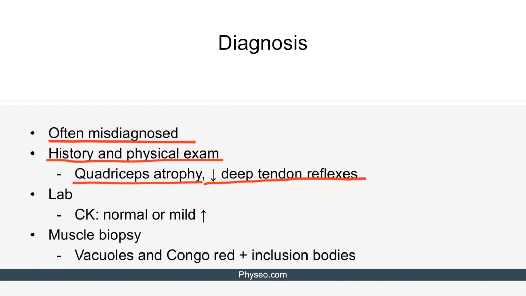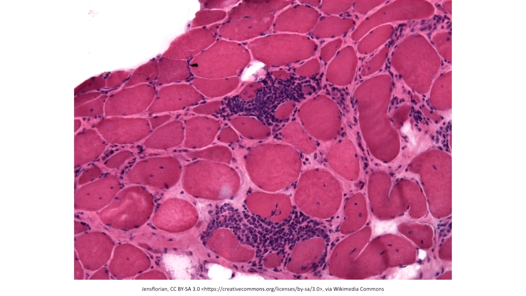Now, it's important to note that in contrast to polymyositis and dermatomyositis, lab tests will actually show normal or just mildly elevated CK. Muscle biopsy will show vacuoles and Congo red stain positive inclusion bodies. Here's a histological slide of inclusion body myositis. And here we can see the endomysial inflammation, and we can see the vacuoles as well as the inclusion bodies within the muscle tissue.